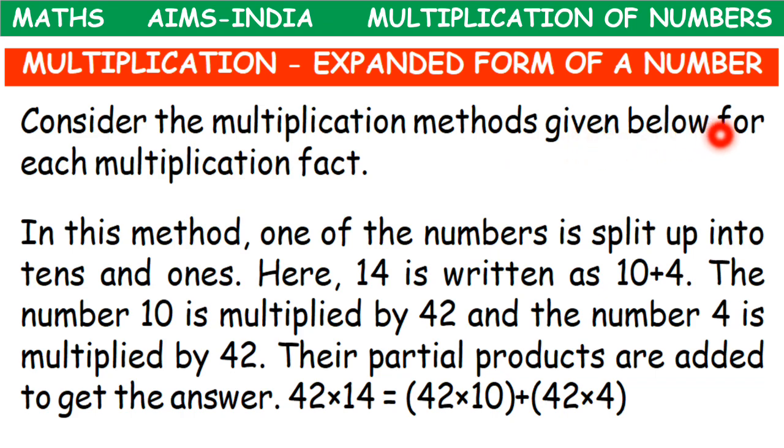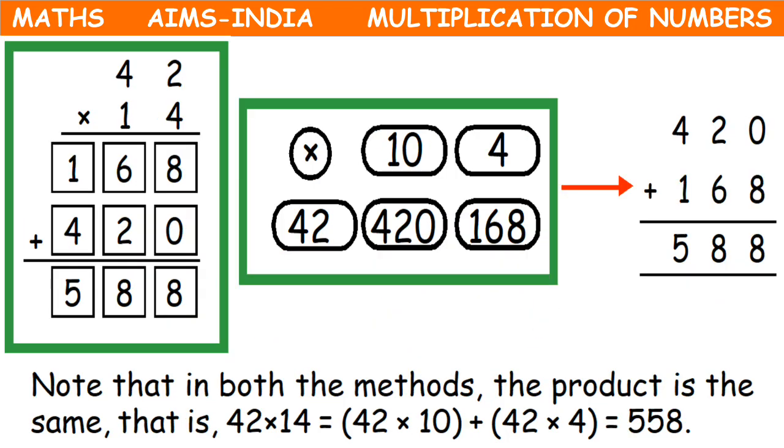Consider the multiplication methods given below for each multiplication fact. In this method, one of the numbers is split up into tens and ones. Here 14 is written as 10 plus 4. The number 10 is multiplied by 42 and the number 4 is multiplied by 42. The partial products are added to get the answer. 42 into 14 is equal to 42 into 10 plus 42 into 4.